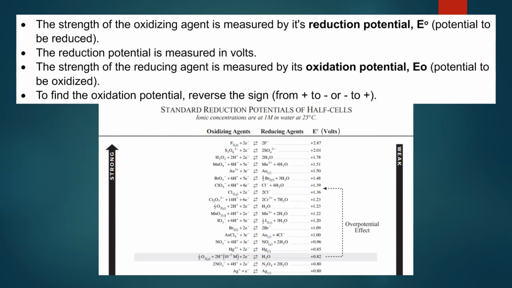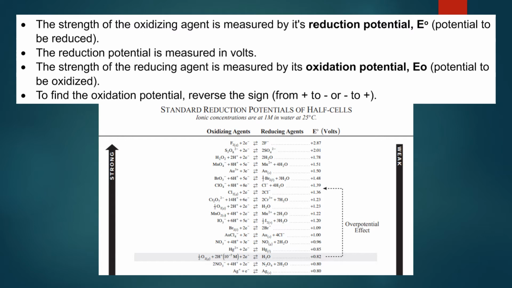The way we measure the strength of the oxidizing agent is the reduction potential, and that's the E naught listed in the chart. That shows the potential to be reduced, and that reduction potential is measured in volts. So it's measuring a potential difference over a particular region. The strength of the reducing agent is measured by the oxidation potential, the potential to be oxidized, and it's the reverse of that reduction potential.